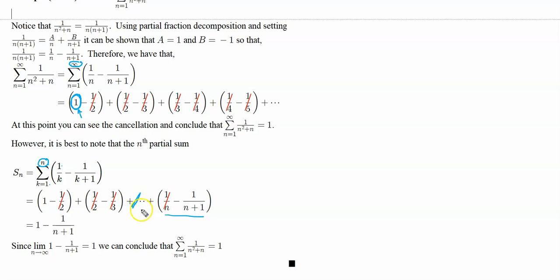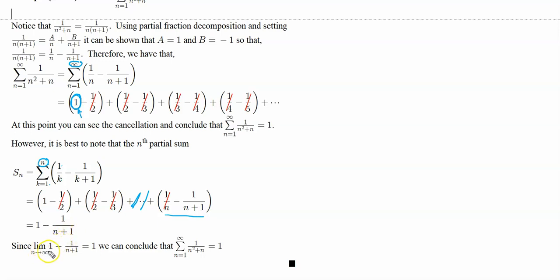And by the way, this 1/3 here cancels with there would be a 1/3 right there. The next term would have a 1/3 in it. This 1 over n here cancels with the previous term. There would be a 1 over n right here, negative 1 over n in the prior term. And so you see the nth partial sum is actually equal to 1 minus 1 over n plus 1.